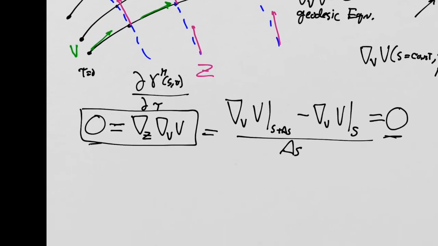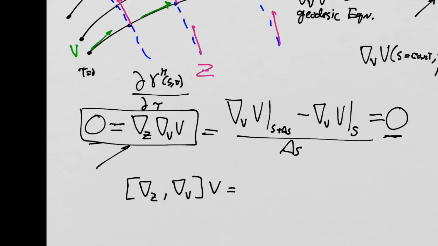Okay, so now what somebody noticed is that you can think of this as part of a commutator, of V and Z acting on the vector V. That commutator would be the covariant derivative in the direction Z of the covariant derivative in the direction V of V, minus the covariant derivative in the direction V of the covariant derivative in the direction Z of V, which I suppose would be a little bit easier to write like that.